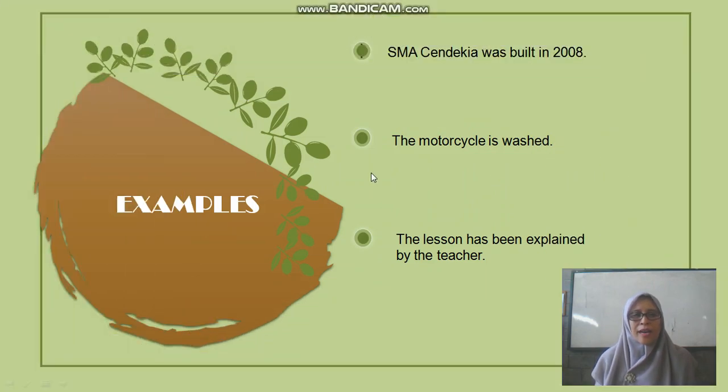Here I have examples. The first: SMA Cendekia was built in 2008. SMA Cendekia dibangun pada tahun 2008. The second one: the motorcycle is washed. Sepeda motornya dicuci. The third, look at the third example here. It is different from the first and the second. The lesson has been explained by the teacher. Pelajarannya telah dijelaskan oleh guru.